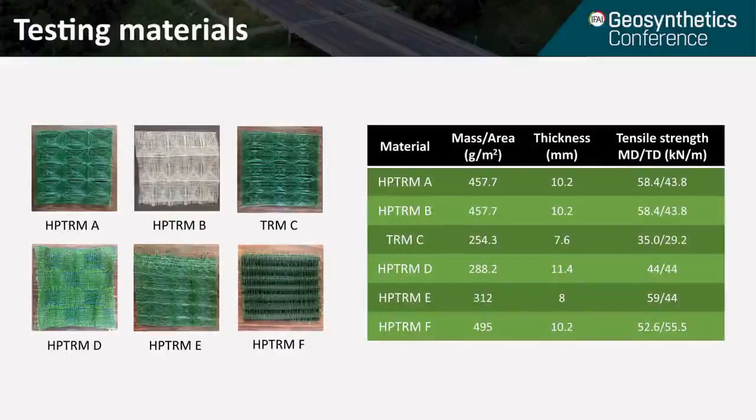These are the 6 turf reinforcement mat specimens I tested in this study. Among them, only TRM-C is a general TRM, while the other 5 are called high-performance TRMs because of their higher tensile strength. HPTRM-F is the only multi-layered woven HPTRM with a unique corrugated structure. The basic index properties obtained from manufacturers' brochures are listed in this table.